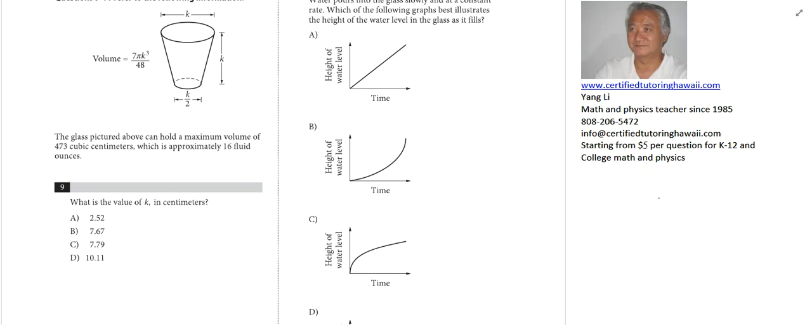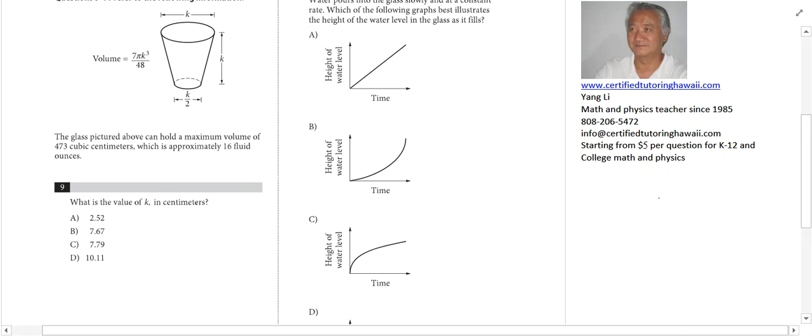Okay, let's look at number 9. For this question, based on the graph here, the first step is this. They told you that the volume of this one equals 473 cubic centimeters. Or you can think about it as 16 fluid ounces. Depends on what unit they're asking, so you can choose different numbers. They told you to find the value of K in centimeters.